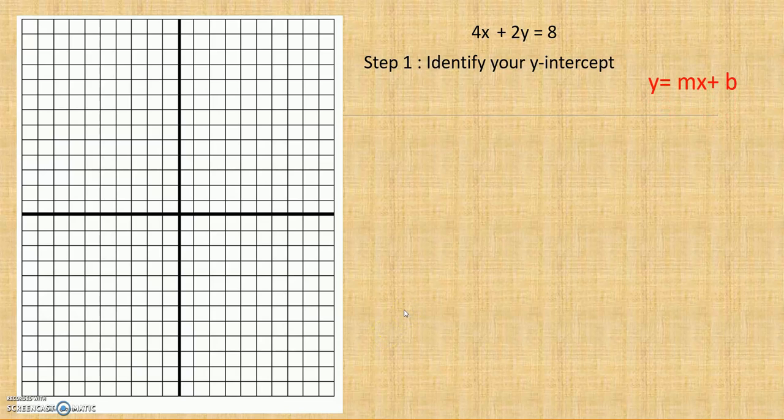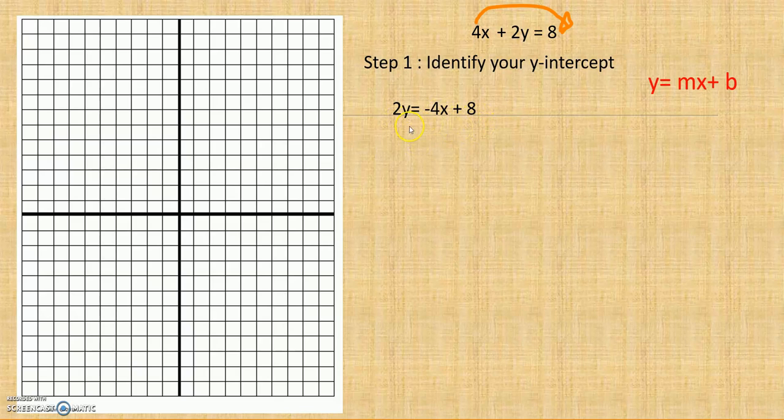Knowing that the formula for slope-intercept form is y is equal to mx plus b, where m is the slope and b is the y-intercept. So let's transpose 4x to the other side by subtracting both sides by 4x. Because it is positive, when you transpose it to the other side, it will be negative. So we have 2y is equal to negative 4x plus 8.